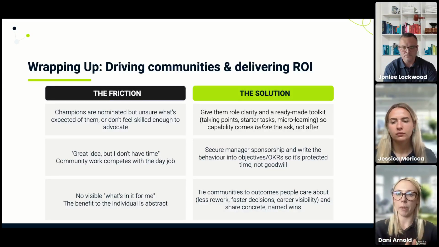We don't want heroics of these individuals. We don't want it side of desk or just goodwill. We want them to feel empowered and that the business is really taking this seriously, that they're contributing and they're helping their development at the same time.